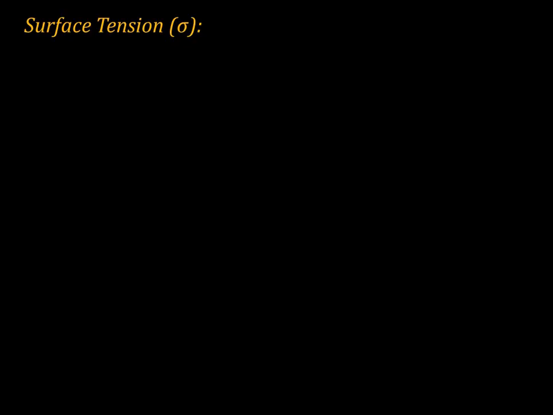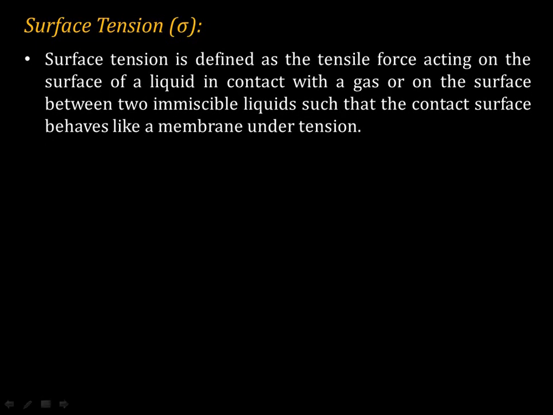First of all, it is denoted by sigma and it is defined as the tensile force acting on the surface of a liquid in contact with a gas or on the surface between two immiscible liquids such that the contact surface behaves like a membrane under tension. So basically, the word suggests that the surface is experiencing a tension. And this surface tension is defined as the tensile force acting on the surface of a liquid.